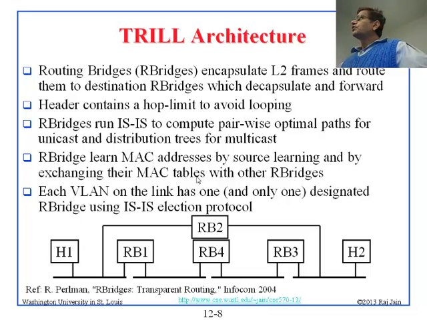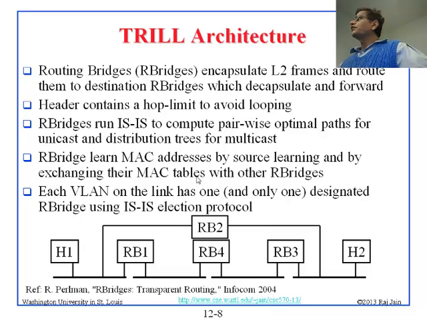So RB4, RB2 and RB3 will not learn H1 by source path, they will learn it by messages coming from RB1. Is that clear? Yeah. But isn't RB2 also connected to H1? Yeah. So RB2 will also say that I have learned that H1 is on the left of me, so I am also a path. Yes, there are multiple paths.